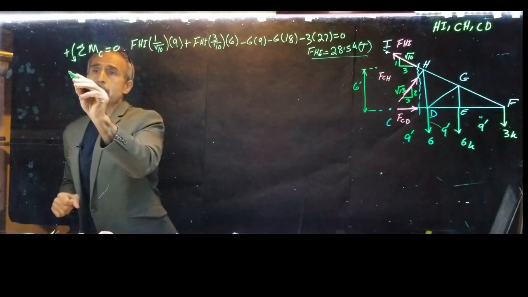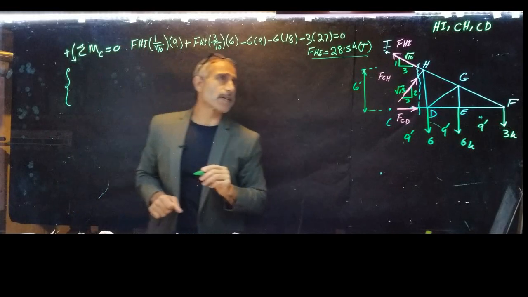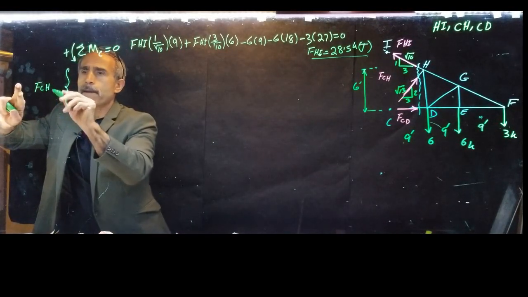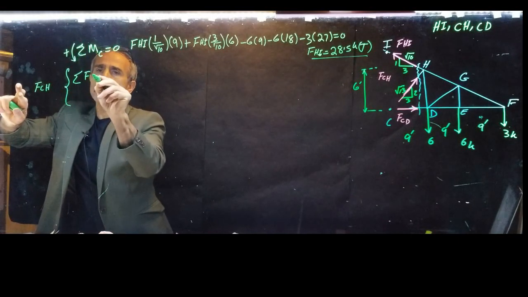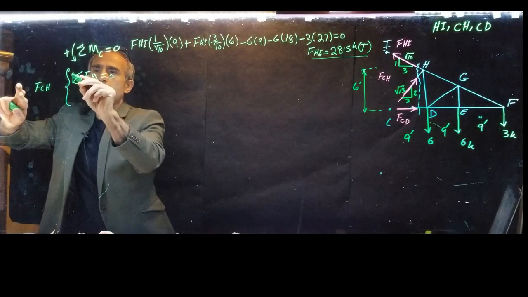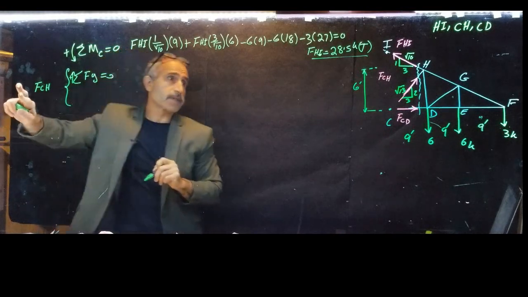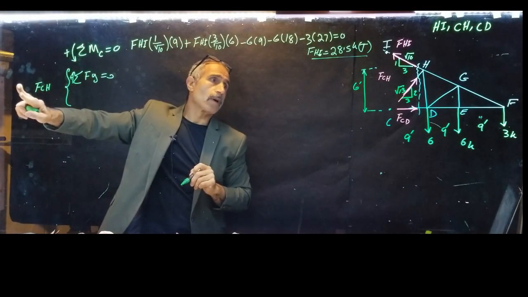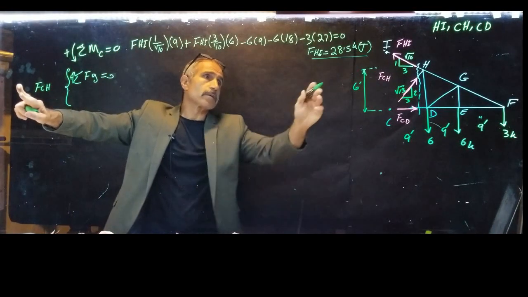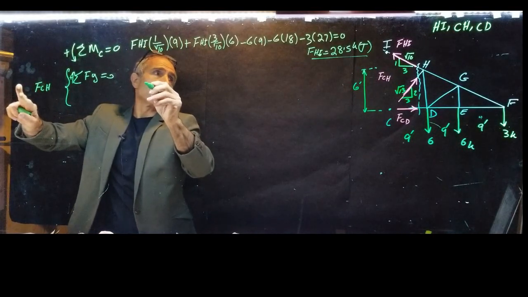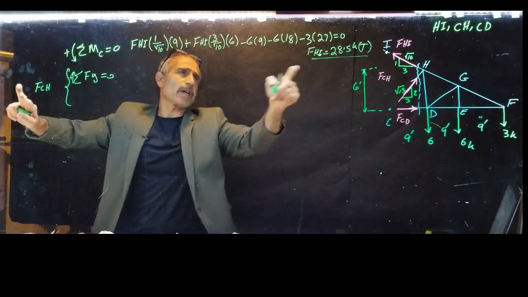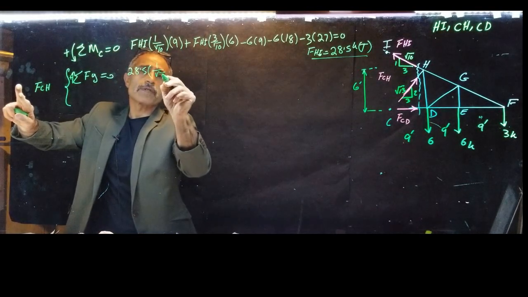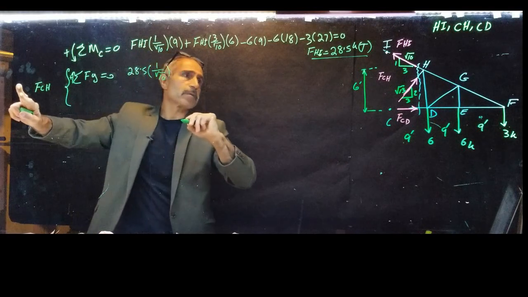So let's go ahead and calculate FCH. We can do summation Fy equals 0, going up as positive. FHI came out 28, so it's going to be 28 times 0.5 times 1 on square root of 10. That's the vertical component of it, and that's a positive.